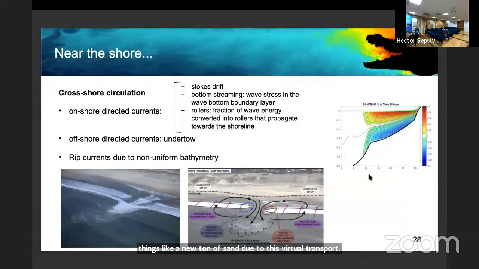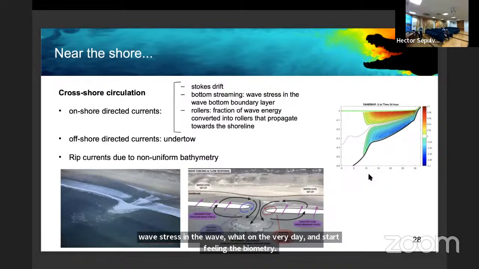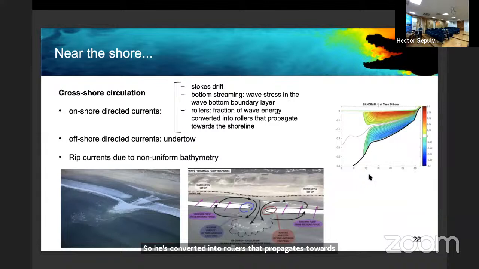You also have a cross-shore circulation. There is the onshore current due to waves, so the Stokes drift. You also have the impact of the bottom streaming, so the wave stress in the wave bottom boundary layer, which starts feeling the bathymetry. And you have what's named the rollers, a fraction of wave energy that is converted into rollers that propagate toward the shoreline. So part of the energy keeps propagating.